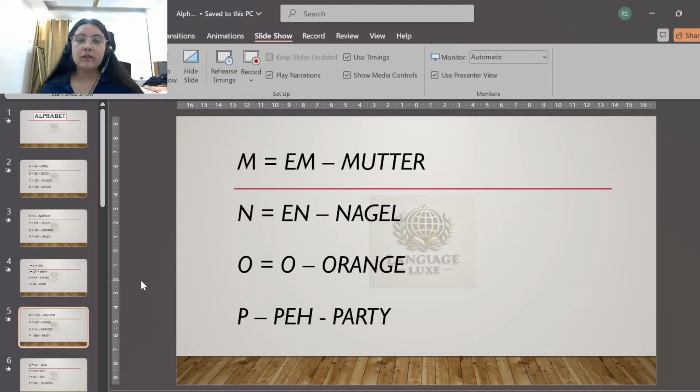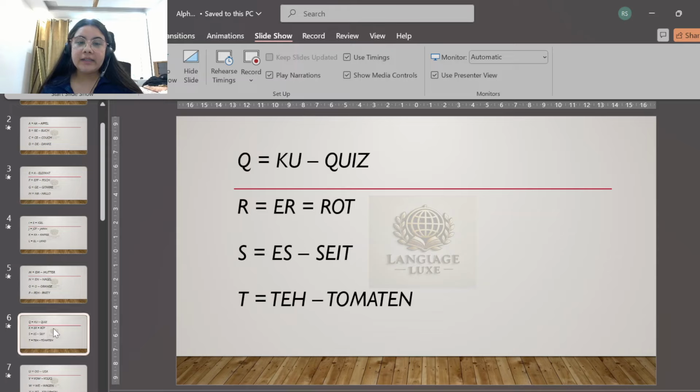M, Mutter. N, Nagel. O, Orange. P, Party. Q, Quiz. R, Rot. S, Zeit. Instead of saying it as S, I am saying it as Zeit. Why? Because S is equal to Z in German and Z is equal to S. So S's pronunciation will come as Z, starting with Z, and Z's pronunciation will come as S. So Zeit, T, Tee, Tomaten.